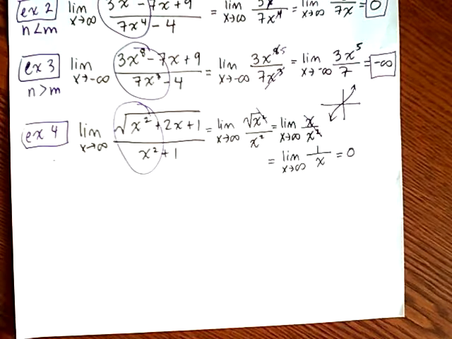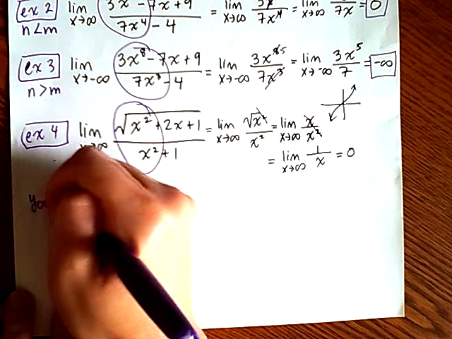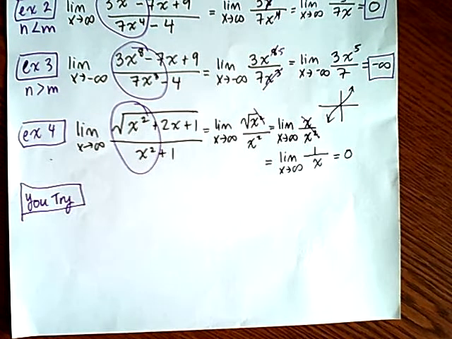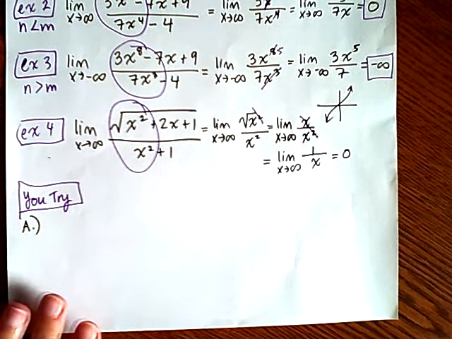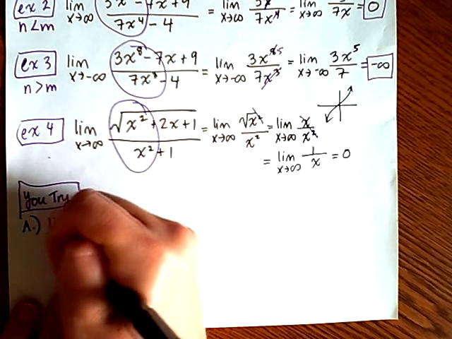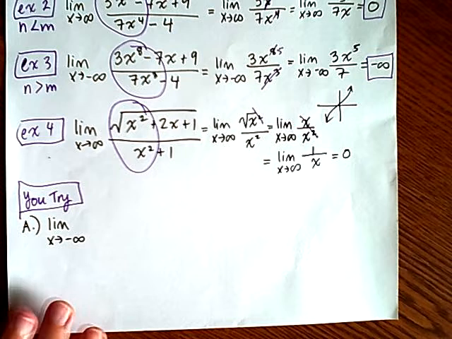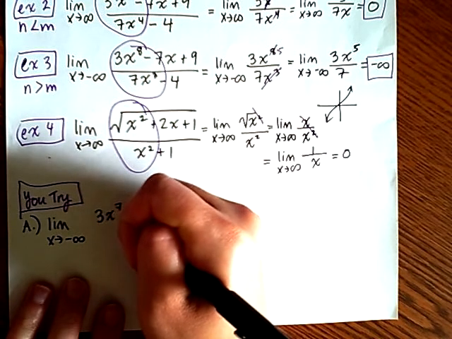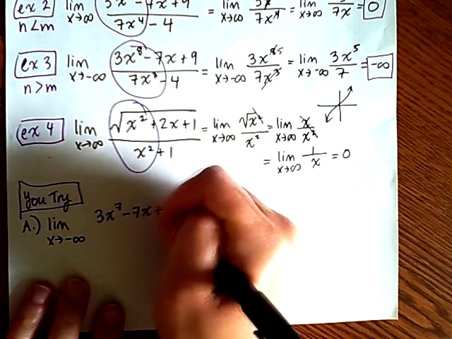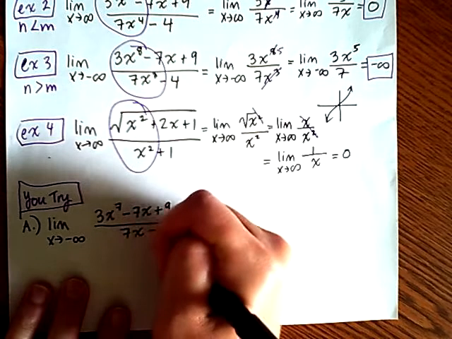So I'm going to give you all a couple of u-try problems, and these should go pretty quick. I think with all limits to infinity, once you see what you're doing, it doesn't take you too long to do it. The first one is going to be the limit as x goes to negative infinity of (3x^7 - 7x + 9) divided by (7x - 4).